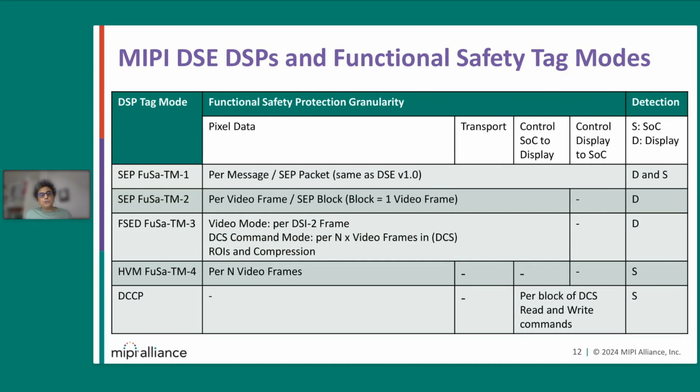And for that, we introduced the DCCP protocol that provides protection per block of DCS commands, so DCS read and DCS write commands for configuring and checking the display status. And there is a new mode which is called HVM mode, which is host verification mode, where the detection is done by the host side only, and it can detect every N video frames. That's the granularity.